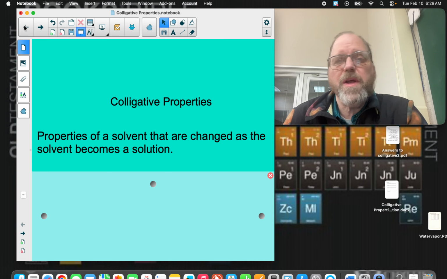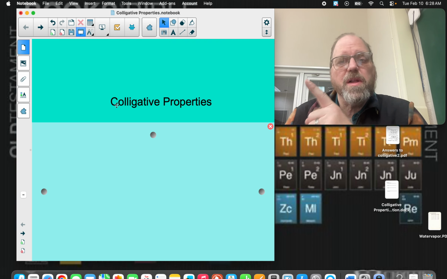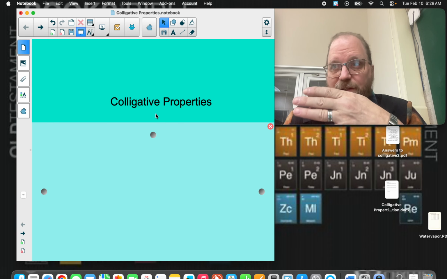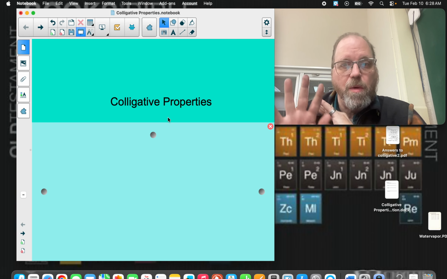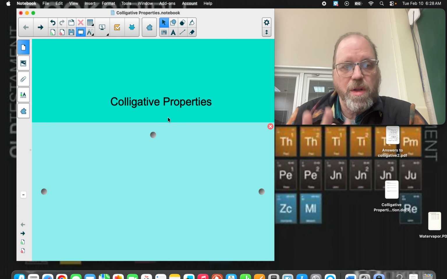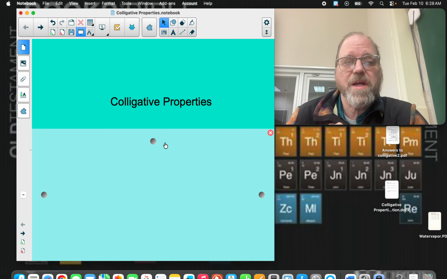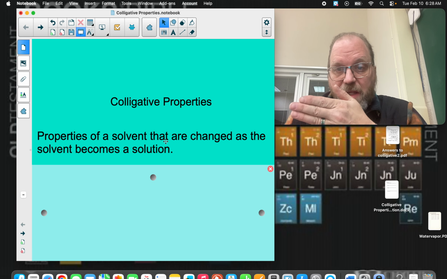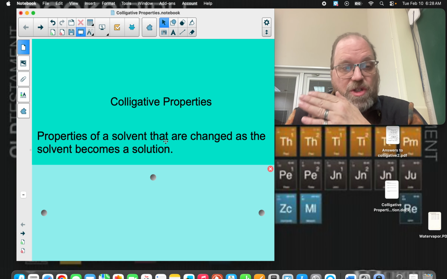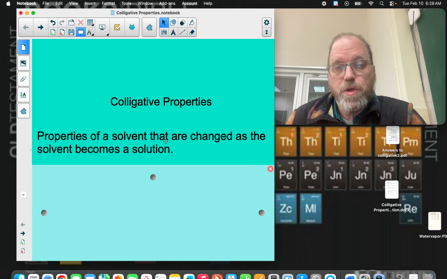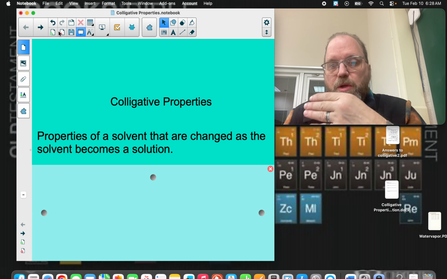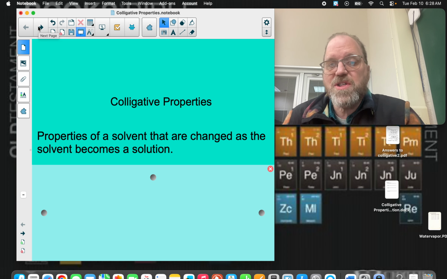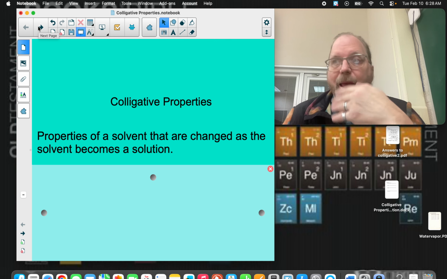We're continuing to look at solutions, and we talked about colligative properties last year. We talked only two of them. We're going to do the remaining two, so there are four colligative properties. Let's go back and define again what a colligative property is. A colligative property is the properties of a solvent, so the substance that is doing the dissolving, that has changed as a solvent becomes a solution. So when it becomes a solution, some of the properties of the solvent become different and they change.